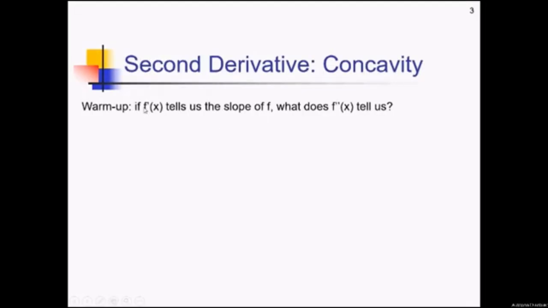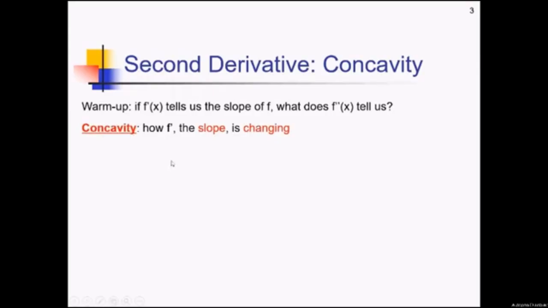We ask ourselves, if f prime tells us the slope of f, in other words, whether f is increasing or decreasing, what does f double prime tell us? About f prime or about f? So if we think about this, f double prime is the derivative of f prime. So it's telling us how f prime, the slope, is changing, whether f prime itself is increasing or decreasing. In terms of what this tells us about f, it gives us a concept that we now call concavity.